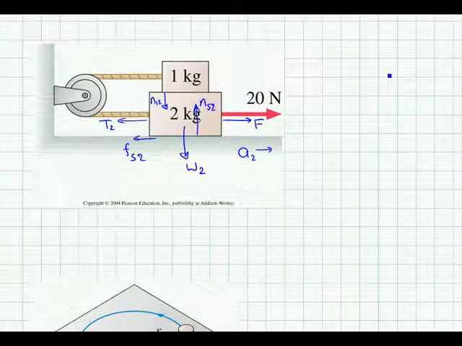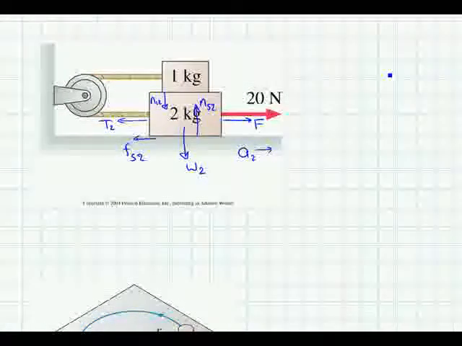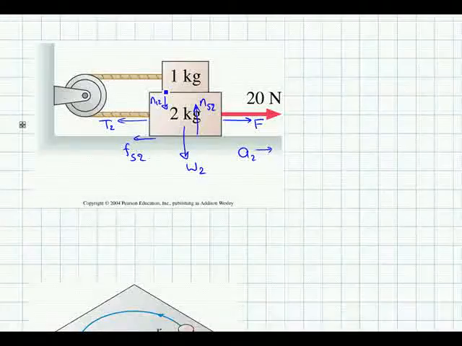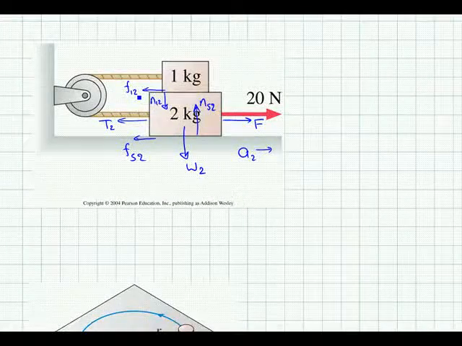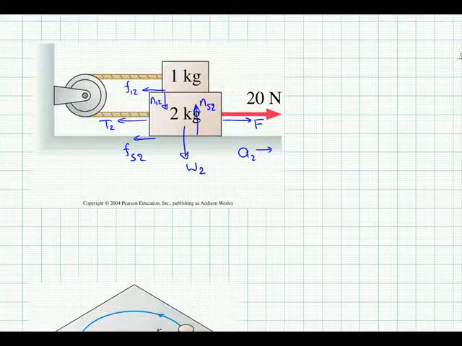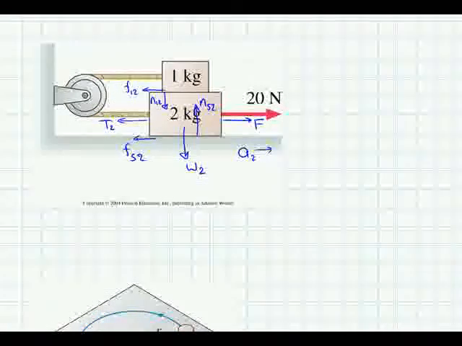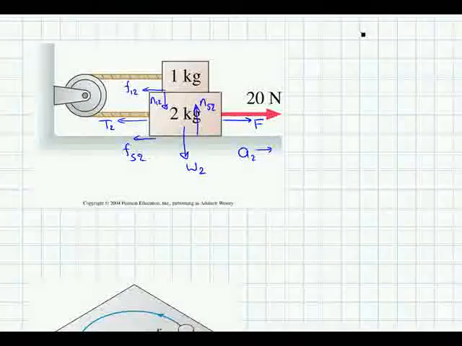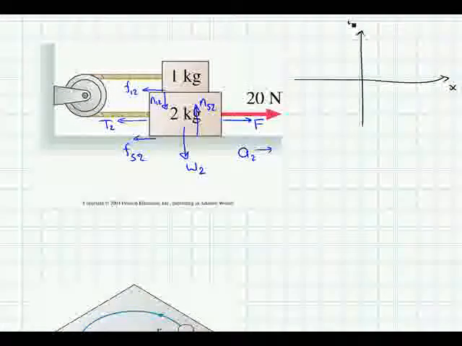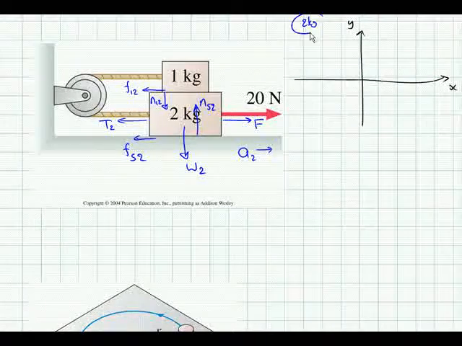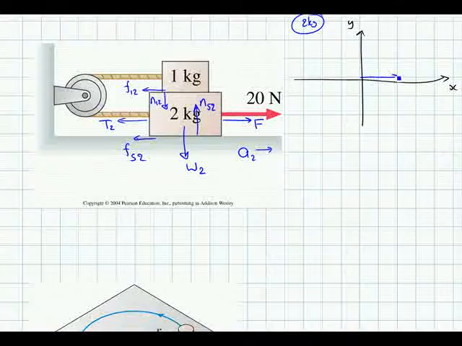And the friction force would be this way. So it's friction force of 1 on 2. Okay. And the forces, actually let's do the free body diagram. So the free body diagram is X, Y. It's the free body diagram for the 2 kilogram would look like this.